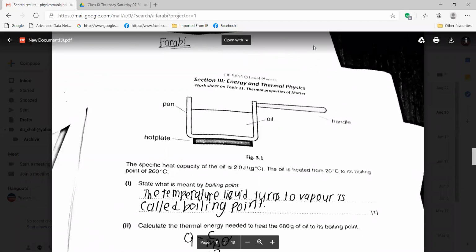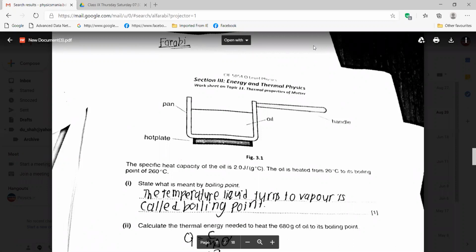The specific heat capacity of the oil is 2.0 joule per gram degree Celsius. The oil is heated from 20 degrees Celsius to its boiling point of 260 degrees Celsius. State what is meant by boiling point.